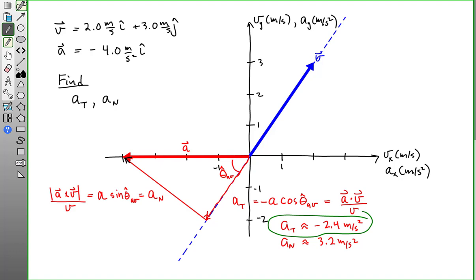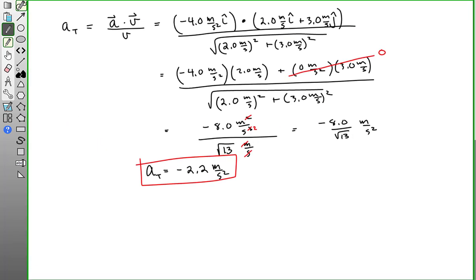Now remember, this was a sketch. I was being as precise as I could on this screen, but I can't be perfect. Mathematically, though, this is very close to our numerical answer, our algebraic answer. So we should feel good that both answers support each other. So we've now found the tangential component of acceleration. We have to find the normal component of acceleration now.